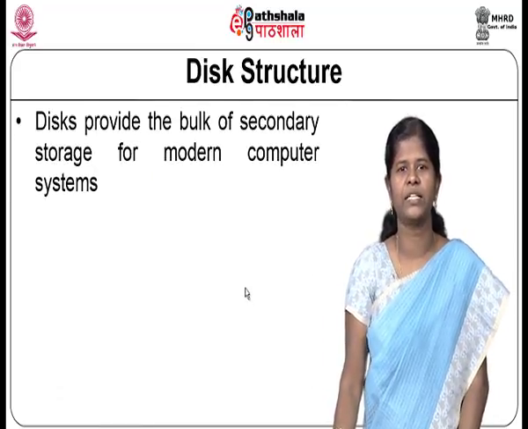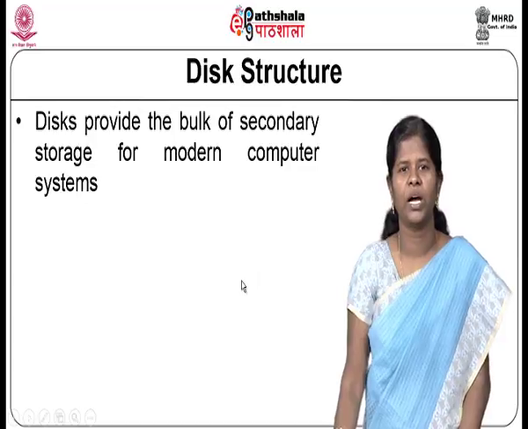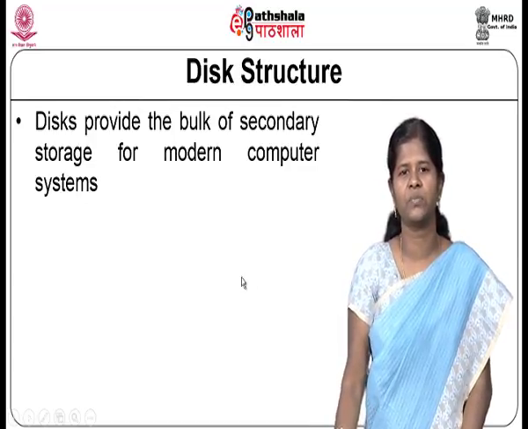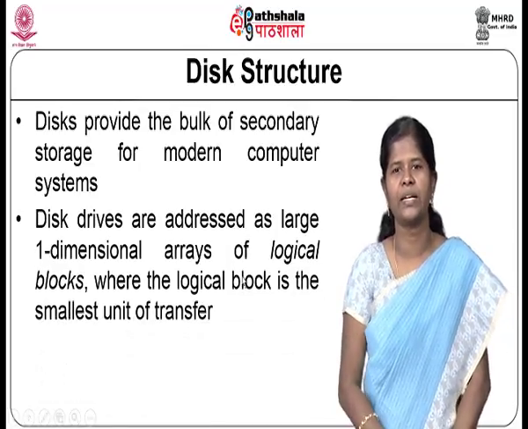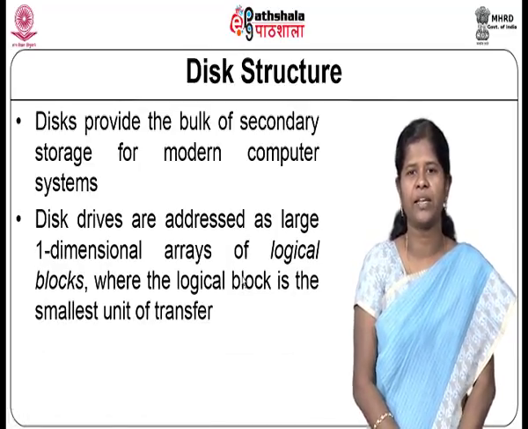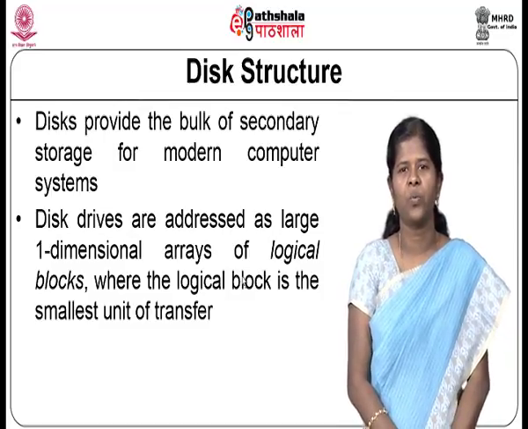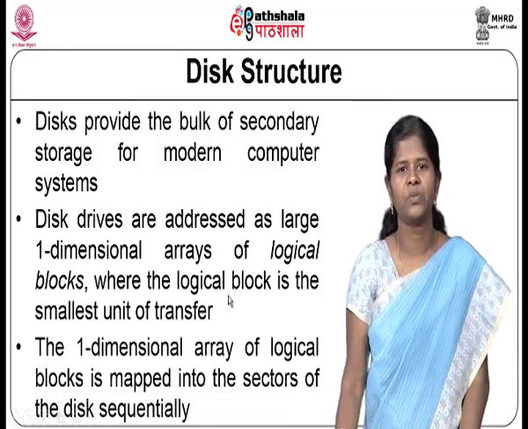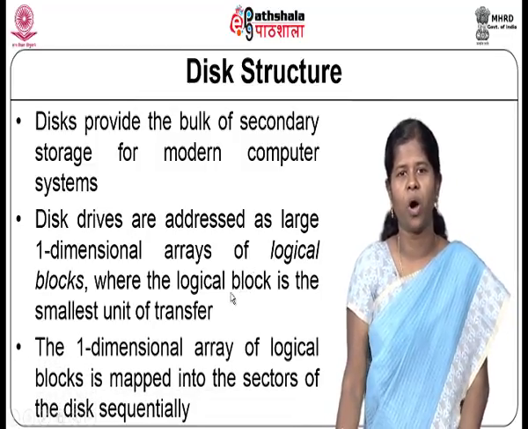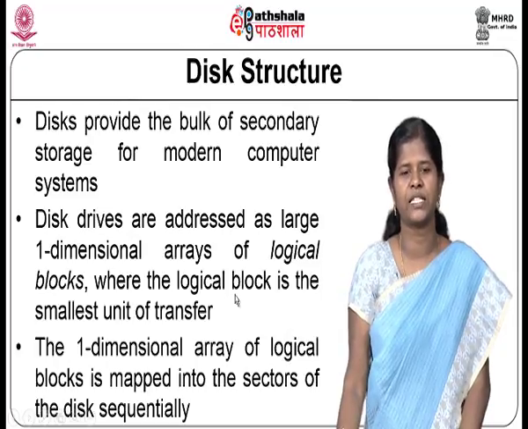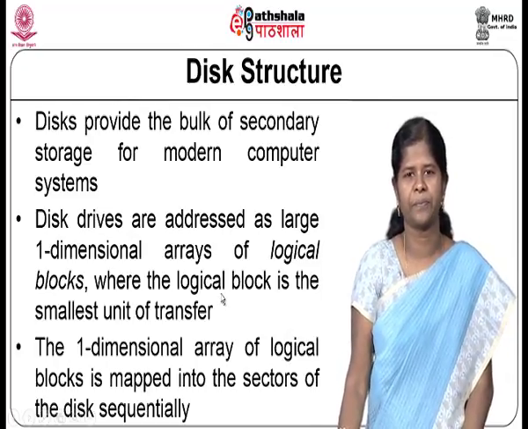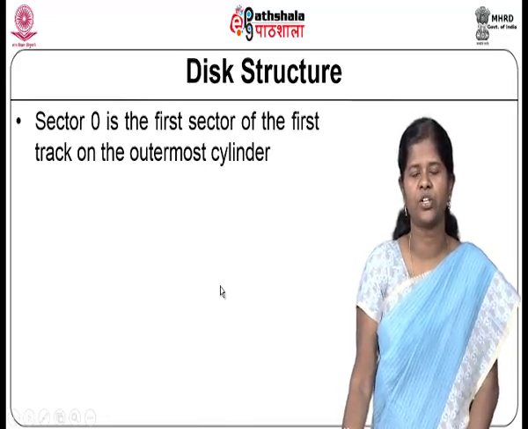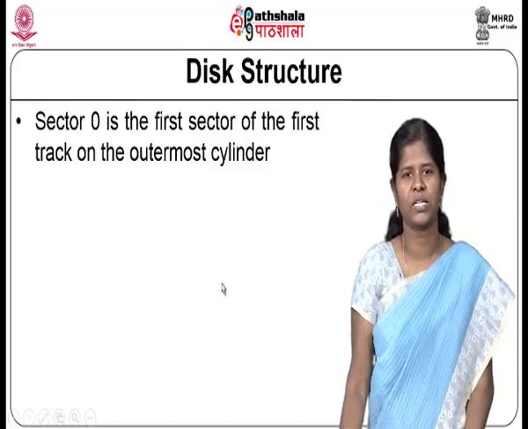First, looking at the disk structure, as we all know, a disk provides the bulk of the secondary storage for modern computer systems. Disk drives are addressed as large one dimensional arrays of logical blocks, where the logical block is the smallest unit of transfer. This one dimensional array of logical blocks is mapped onto the sectors of the disk sequentially. Sector 0 is the first sector of the first track on the outermost cylinder.